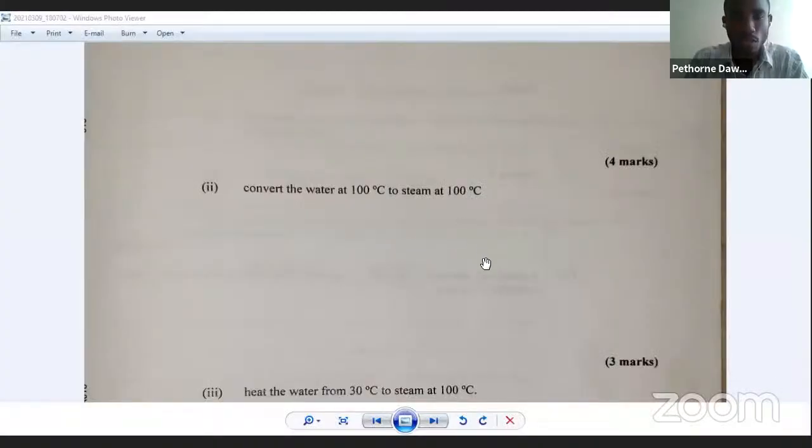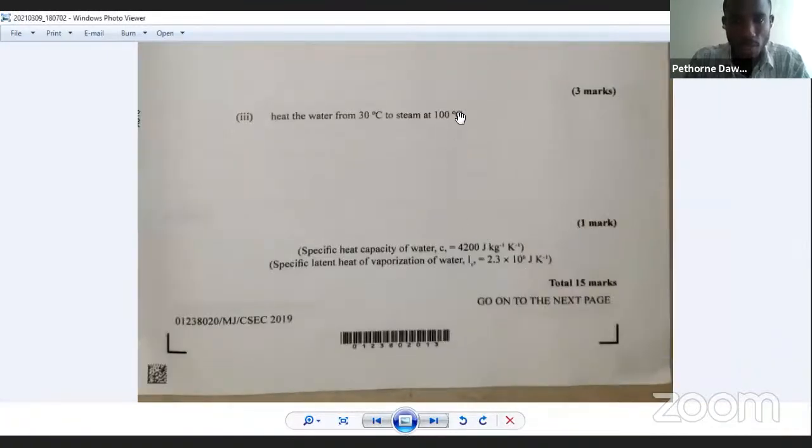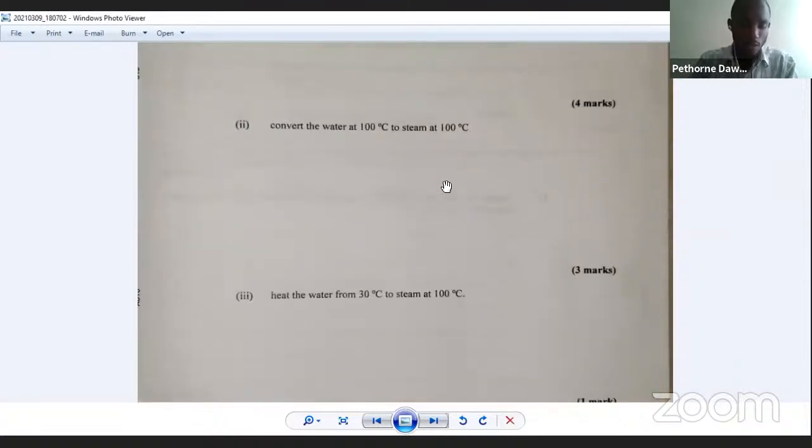For the second part of the question, we're going to now be using the latent heat of vaporization constant, which is 2.3 times 10 to the 6. The latent heat of vaporization equation is energy equal to mass times that constant. So the mass is the same, 1.5, times 2,300,000, which gives us 3,450,000 joules. All right. So we multiply mass by the constant, and that gives you the energy.